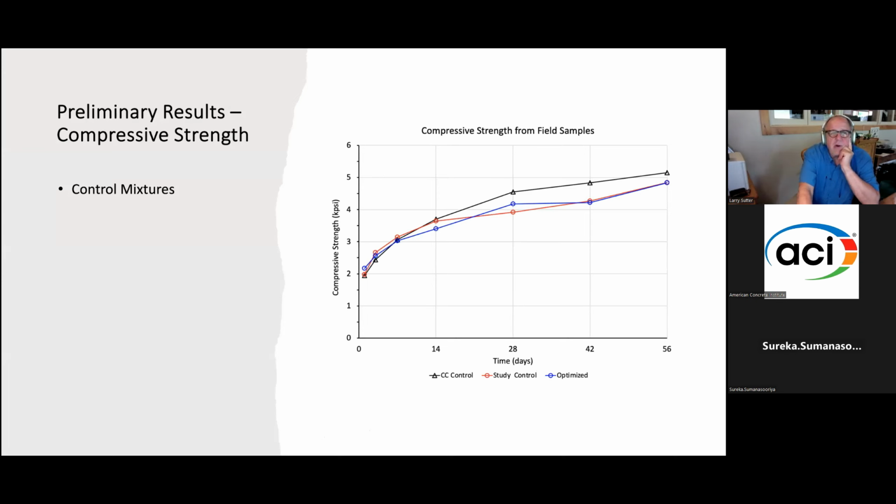So some preliminary results from the study I can show you. This is all from samples that were made on construction day. So they're field samples, so you have to take that into account. They're not ideal laboratory conditions. We all know the trials and tribulations of field testing. Sometimes you win, sometimes you lose. But just keep in mind these are all field testing.